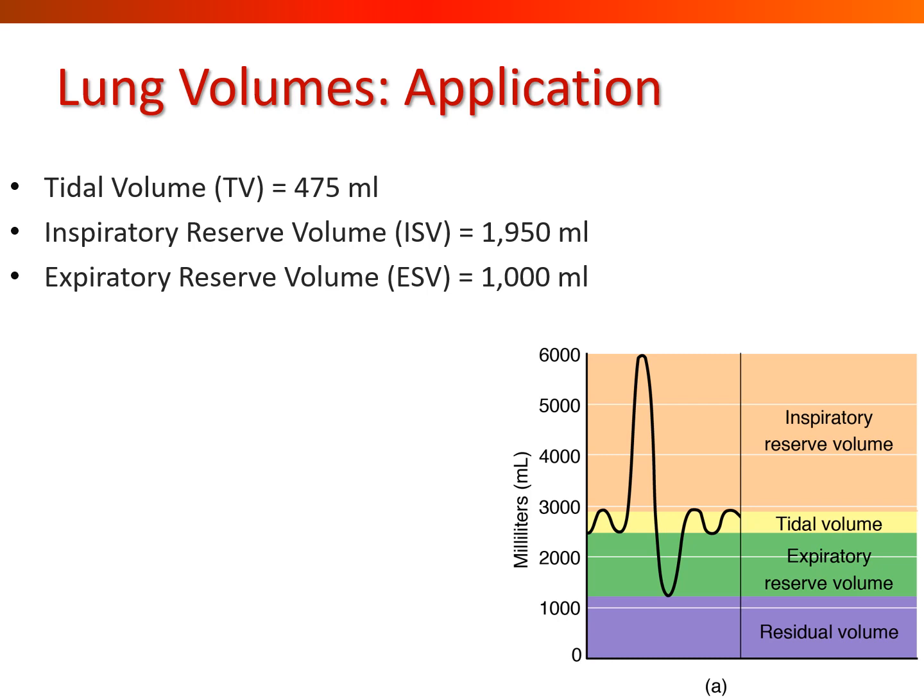So let's do a little application based upon what we've just learned. Let's say that we had a patient who had a tidal volume of 475 milliliters, an inspiratory reserve volume of 1,950 milliliters, and an expiratory reserve volume of 1,000 milliliters. A question we might be asked is, what is this patient's vital capacity? Well, you might remember that vital capacity is equal to all of our air movement volumes, such as our tidal volume, our inspiratory reserve volume, and our expiratory reserve volume. So we take the three values that we measured and add them together. When we do that, the value that we get is 3,425 milliliters.